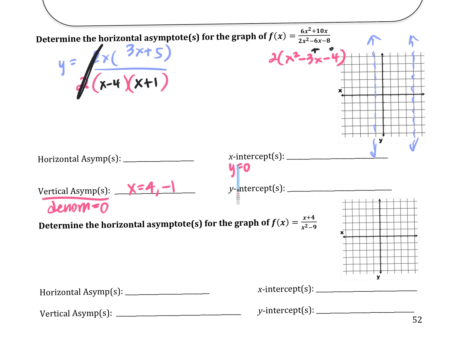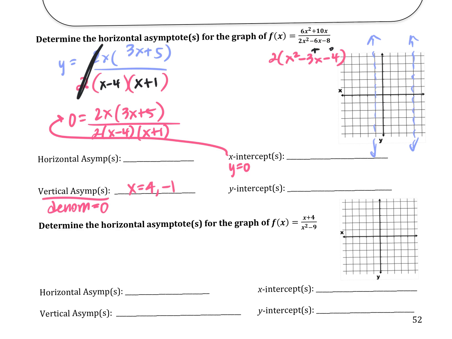So my x-intercept is when my y is 0. If I put a 0 in right here, and maybe we draw an arrow, I'm doing my x-intercept. I put a 0 in over there. Do you want to leave the 2's or keep them canceled out? I don't care. Just leave them. Okay. So we're going to say 0 equals 2x, 3x plus 5, over 2, x minus 4, x plus 1.